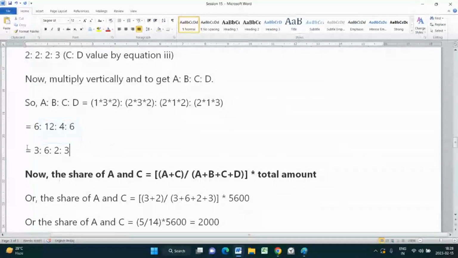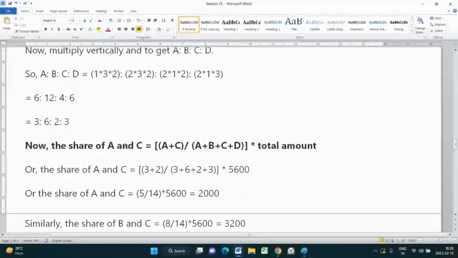So I am further converting this to 3 is to 6. See, this value is right. We can even stop here. But we are asked to divide 5,600 among A, B, C and D. Now we are going ahead with 6, 12, 4 and 6, which can be rewritten as 3, 6, 2 and 3. We are dividing all the numbers by 2.